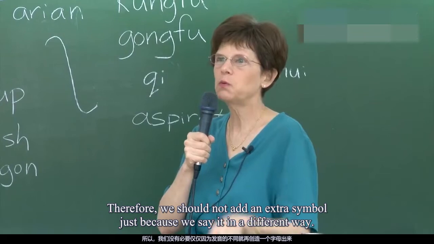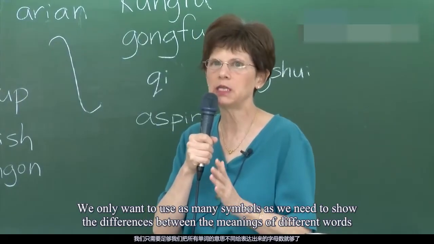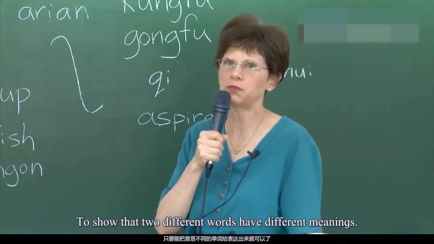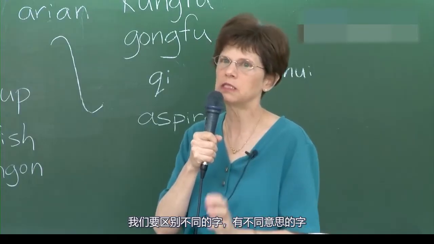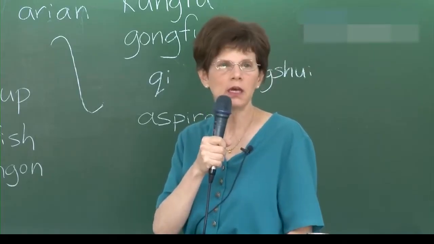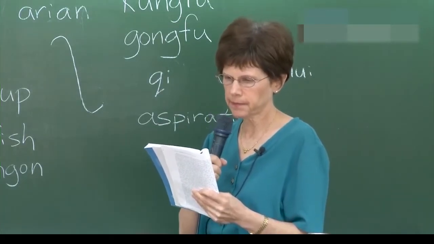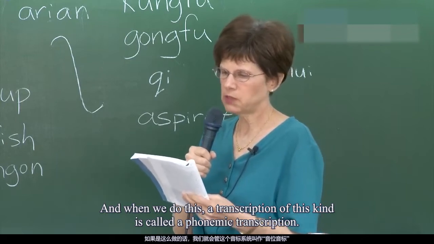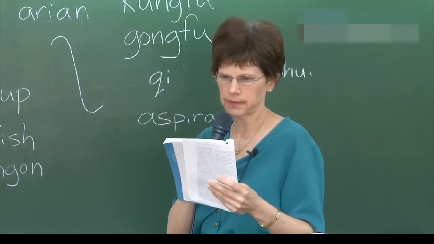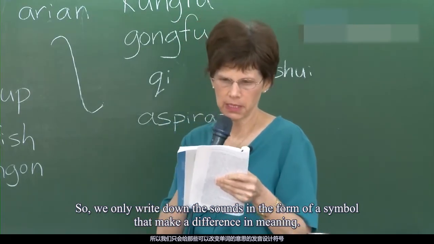No difference in meaning. Therefore, we should not add an extra symbol just because we say it in a different way. We only want to use as many symbols as we need to show the differences between the meanings of different words, to show that two different words have different meanings. 我们要区别不同的字，有不同意思的字。我们只要用到那么多的符号，不要超过。我们希望是一个很经济。We hope we use a very economical system to describe language, to create a writing system for it. And when we do this, a transcription of this kind is called a phonemic transcription. We've already written it on the board. A broad transcription, a phonemic transcription. So we only write down the sounds in the form of a symbol that make a difference in meaning.